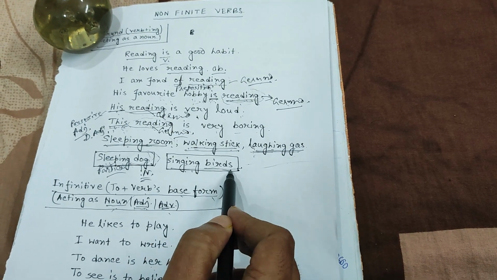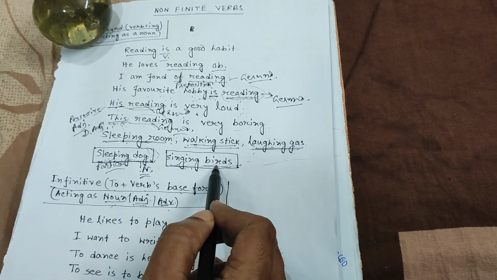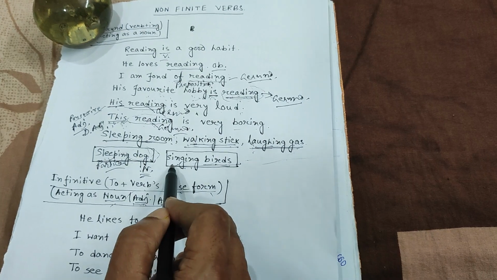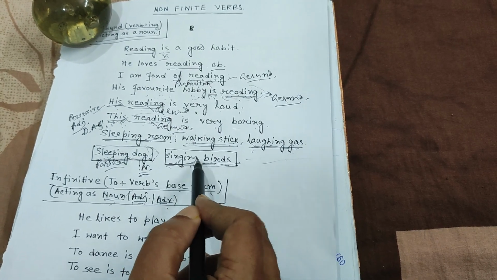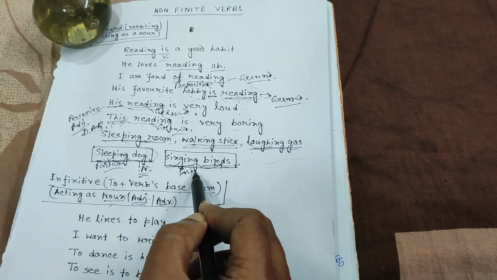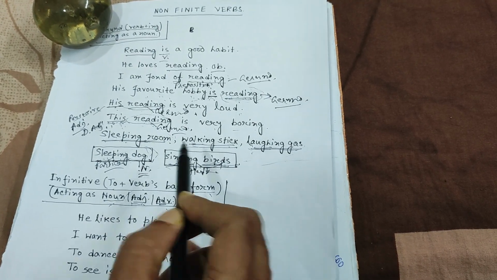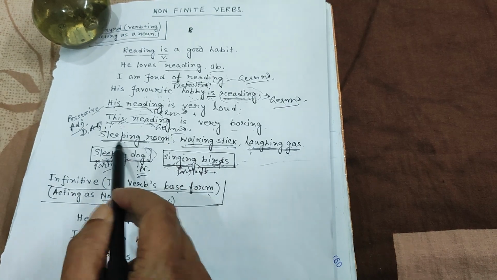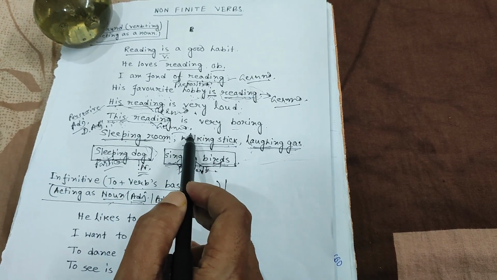What are the birds doing? Birds are singing. Birds that are singing. So this is a participle describing the birds. This is a participle.